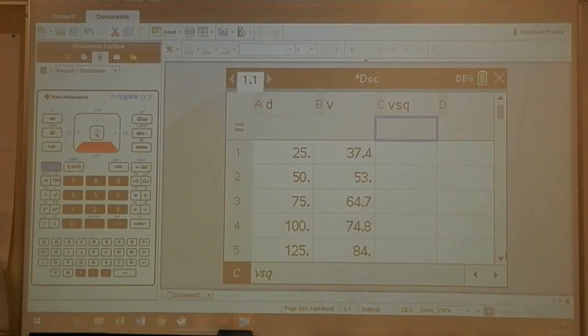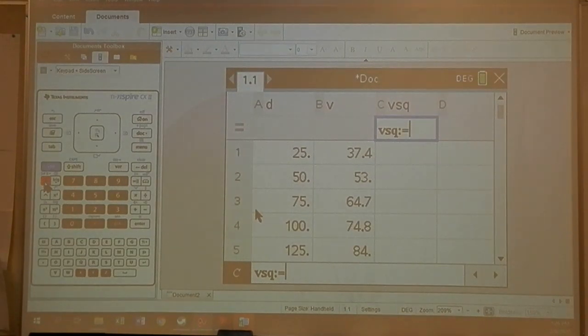Now, as a safety, we do have to hit this equals button right here to say, no, really, I'm about to tell you to do something mathematical with this. So over here, I hit equals, and you can see that it becomes v squared equals whatever I have to tell it.